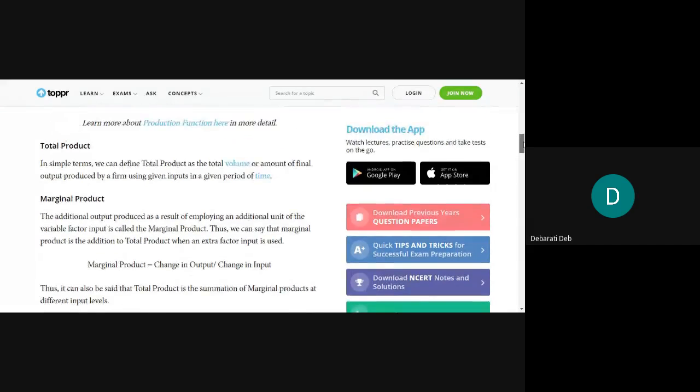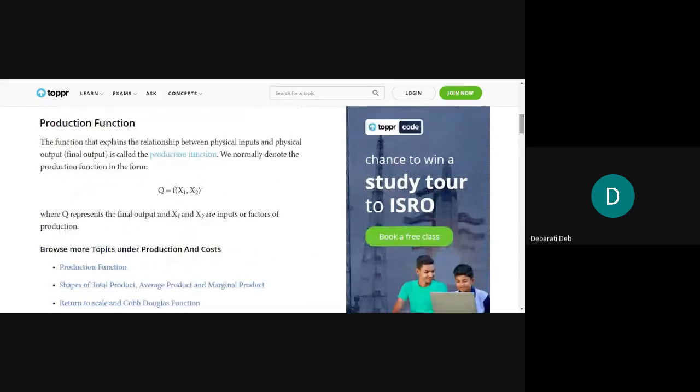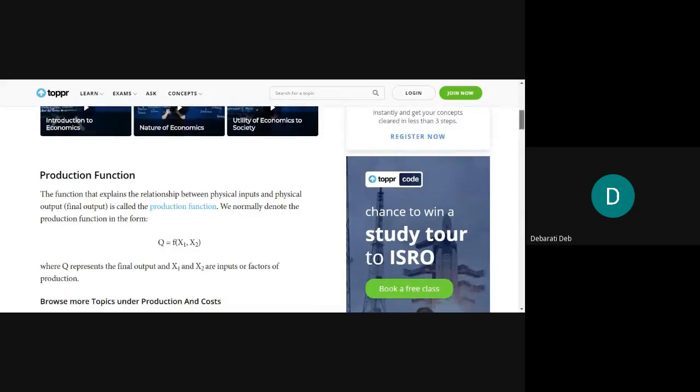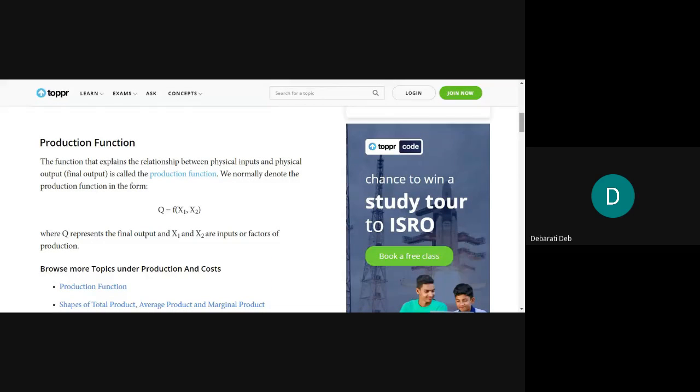Yes. Can you see a screen? Just one of you unmute and tell me where production function is shown. Can you see the screen where production function is shown? Okay. Yes, ma'am. Okay, good.